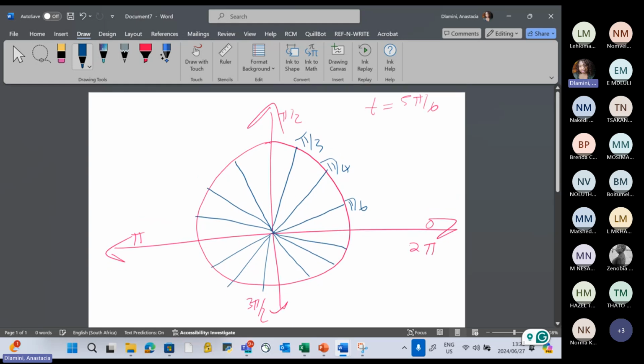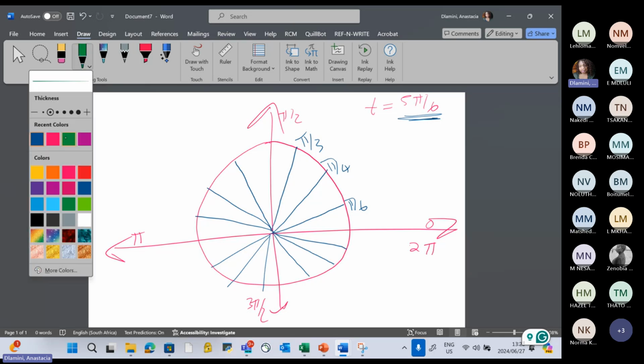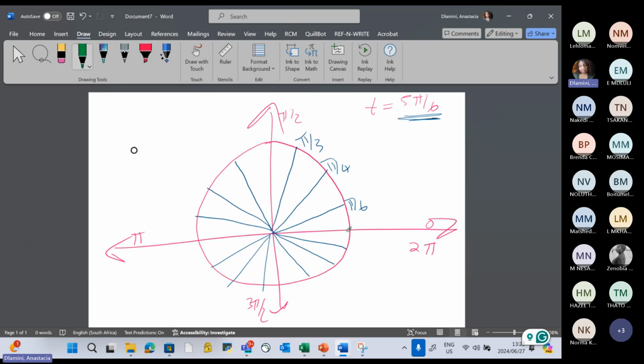Remember we said that the reference number is, we're going to move along the distance and find where t lies. So here we're looking at 5 pi over 6. It means we're going to move pi over 6 five times. Are we all together there? Yes, ma'am. Where is our first pi over 6? It's here, in the first quadrant, and it's positive. This is pi over 6, and pi over 6 is 30. So this is the first movement.